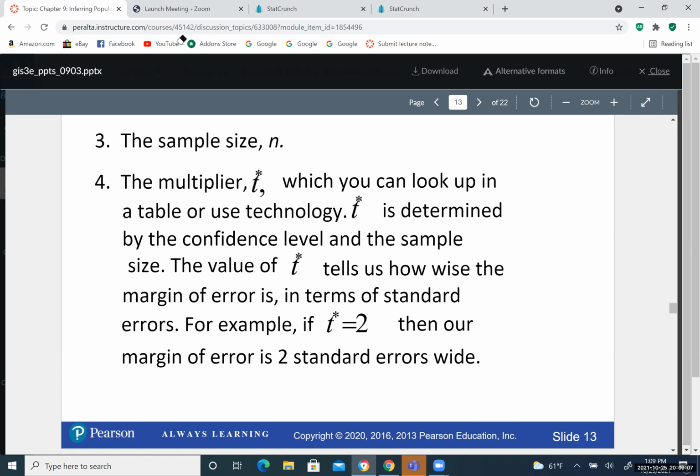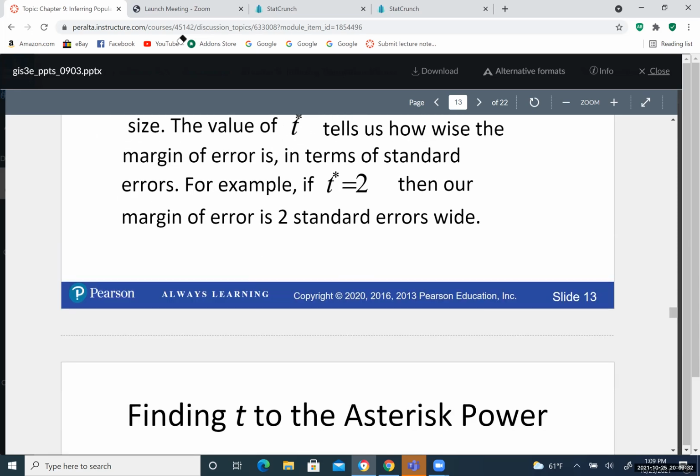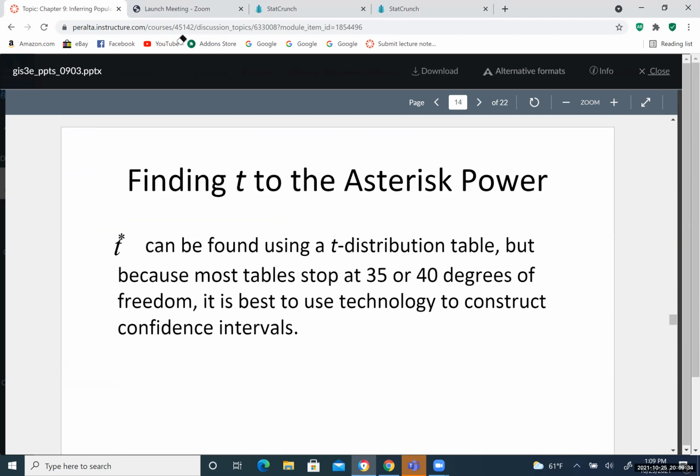Okay, so those are the definitions. The value of t star tells us how wide the margin of error is in terms of standard errors. For example, if t star is 2, then our margin of error is 2 standard errors wide. No worry for z star and t star right now. I will show you the table later.